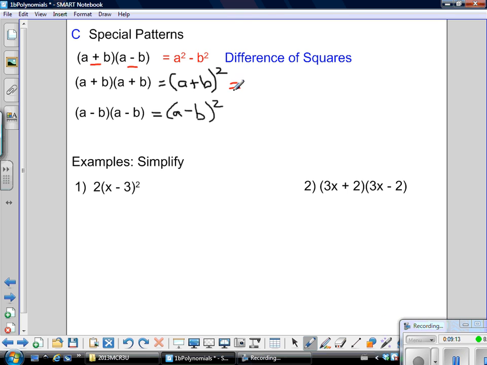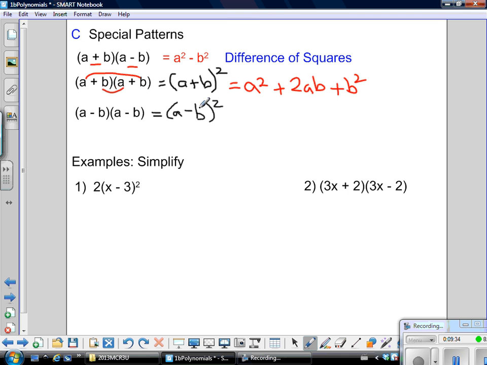So what I'm going to do is I'll just use this to give it to me. So what happens, it's this term squared, a squared. It's a times b times 2, because that's what would happen if I did FOIL. If I did FOIL, I'm going to have 2 of those terms. So I'm going to have 2ab, and then I'm going to have the last term squared, which is b squared.